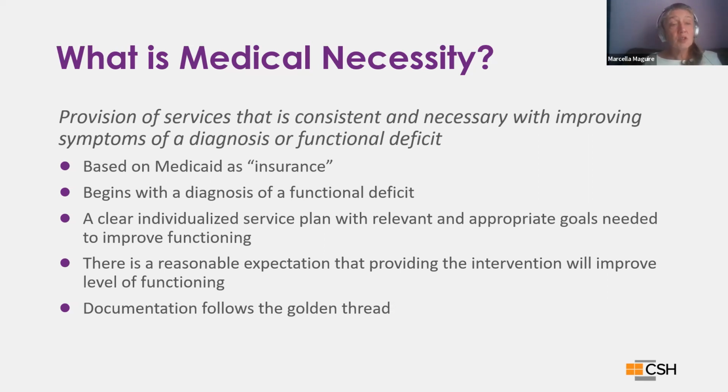It starts with an individualized service plan that your team has adopted with necessary and appropriate goals. That's where we get the golden thread from the documentation to the service plan and how those goals are helping people improve their functioning. There's a reasonable expectation that the intervention you're offering will improve the level of functioning. Again, the goal is to help people be as healthy as they can. And as always, the documentation follows the golden thread.